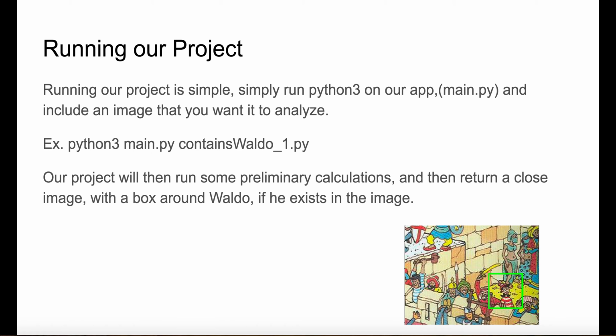Running our project is pretty straightforward. You would just run the Python 3 command on the actual application, which is main.py in this case, and then you would pass in an image such as contains Waldo, or the image in the bottom right-hand corner. Our project would do some calculations and split up the image into segments, and then find the segment that it felt had the highest confidence rating of containing Waldo, and draw the green box as mentioned before and as pictured in the image in the bottom right-hand corner.